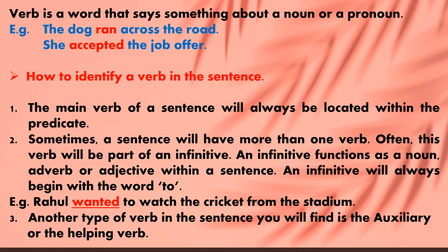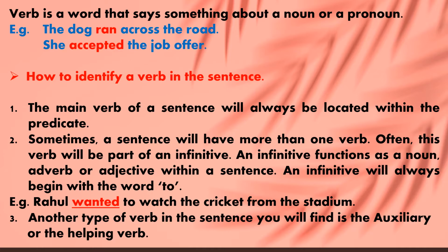Sometimes, the second point, a sentence will have more than one verb. Generally, or most probably, you will find in a sentence only one verb and one subject. So if you find more than one verb, don't get confused. Often this verb will be a part of an infinitive. Now, an infinitive works as a noun, adverb or adjective within a sentence.